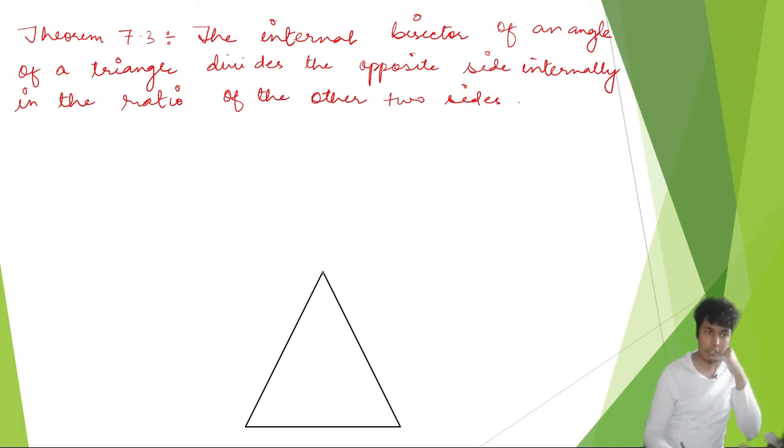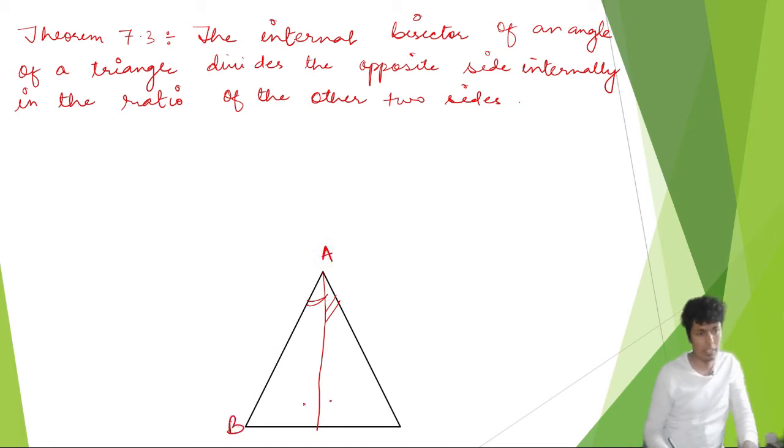Now here, internal bisector of any angle of a triangle. Let us draw a straight line. Okay, this angle is equal to this angle. Simple. Let us name it as A, B and C, and this is D. Okay, A, B, C and D. These two are equal. Now another thing which we need to consider, divide the opposite side internally in the ratio of other two sides. Then BD by DC will be equal to AB by AC.